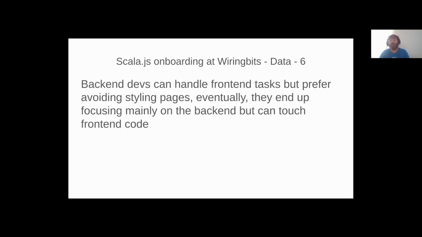On the other side, backend developers now can handle some front-end tasks that are simple, but usually they prefer avoiding working on styling pages. Eventually, they complain and they want to go back or focus purely on backend. But when necessary, they can now do a little bit of work at the front end or do minor fixes or updates when they break something at the front end because they updated the backend. And this is something they can actually do. They can touch the front end, they can navigate the front end, they can understand it, which is pretty nice.